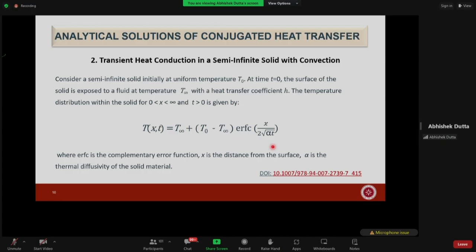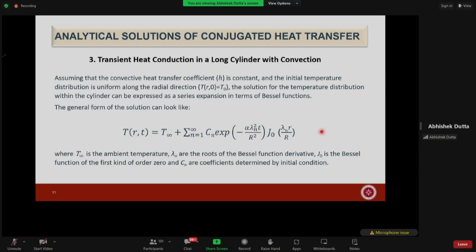So this paper that I've mentioned here basically discusses that. You can also have a look at this paper later. I have just one more analytical solution. This is the one that I have done with my students a couple of months ago.